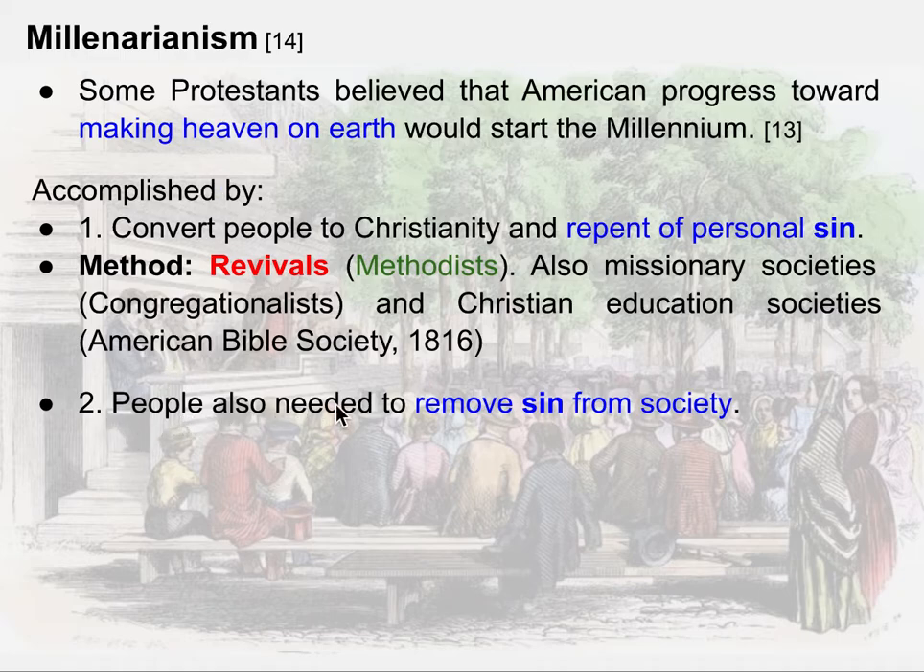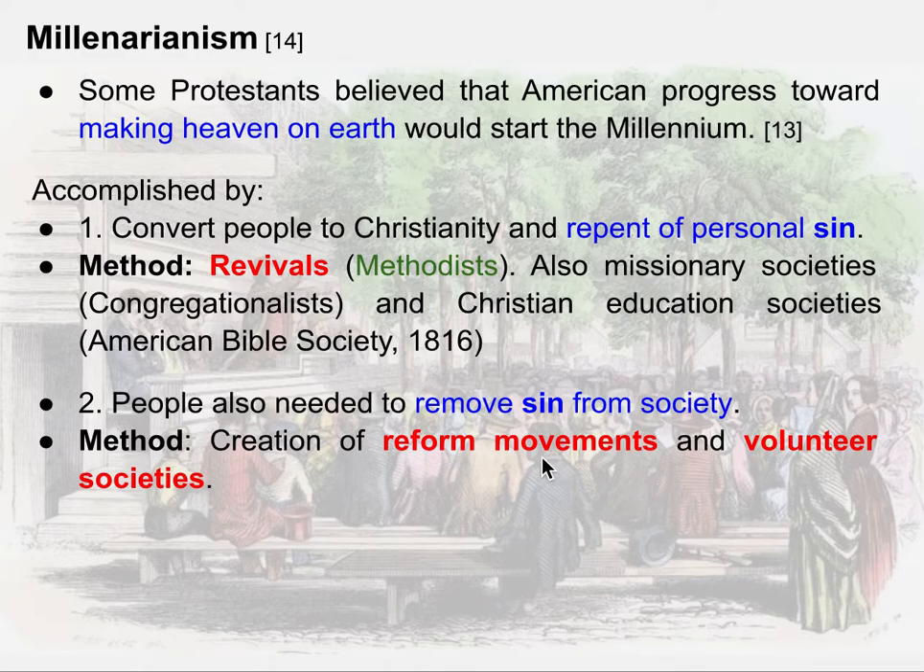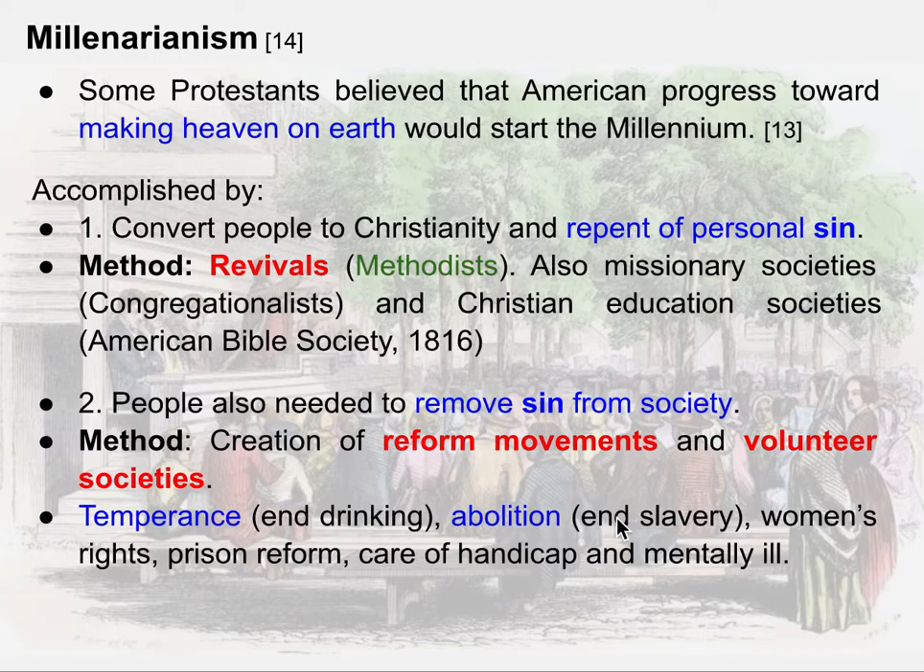Number 2, people needed to remove sin from society. So the method was the creation of reform movements and volunteer societies. The church sources mention these volunteer societies, but what caused these? Why did these happen? Did people just suddenly decide to do these? No. It's because they're thinking Jesus was coming just around the corner and they need to remove sin from society. So they're going to do these reform movements: temperance, ending drinking, ending slavery with abolition, women's rights, prison reform, care for the handicapped and mentally ill. These were going on. You're going to make society a better place. So we'll have heaven on earth when Jesus comes.